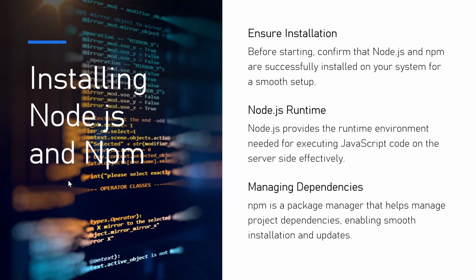Installing Node.js and NPM. As I showed you, you go to the nodejs.org website and you can install Node.js. It comes with Node as well as NPM. NPM stands for Node Package Manager. Once you install it, you can run Node and NPM on Linux, on Mac, and on Windows.